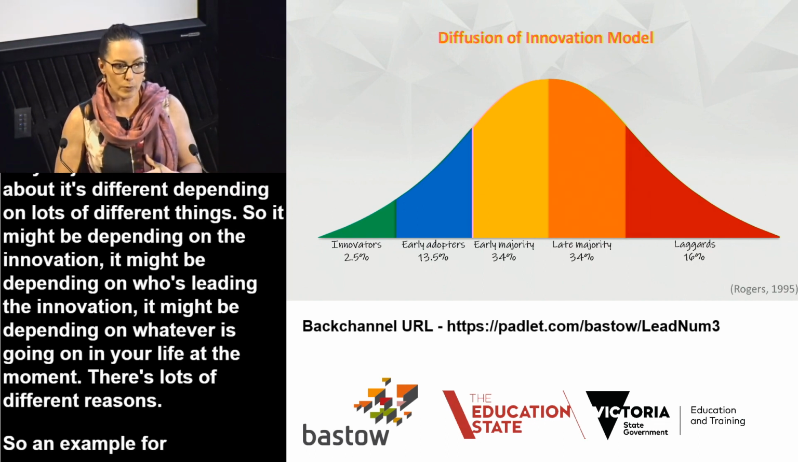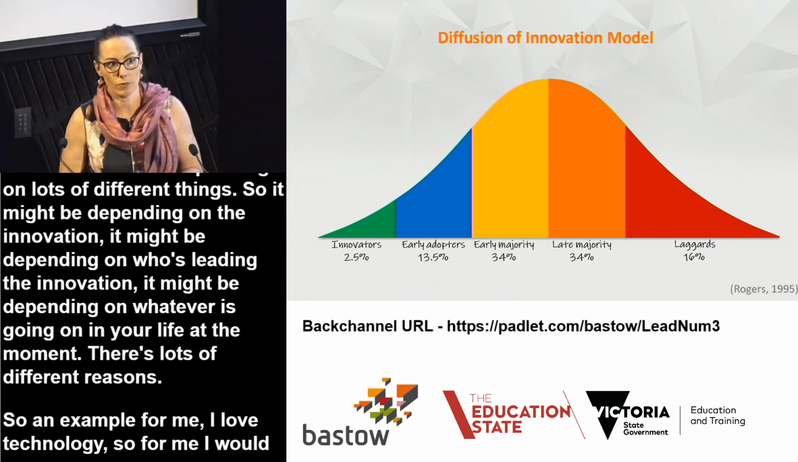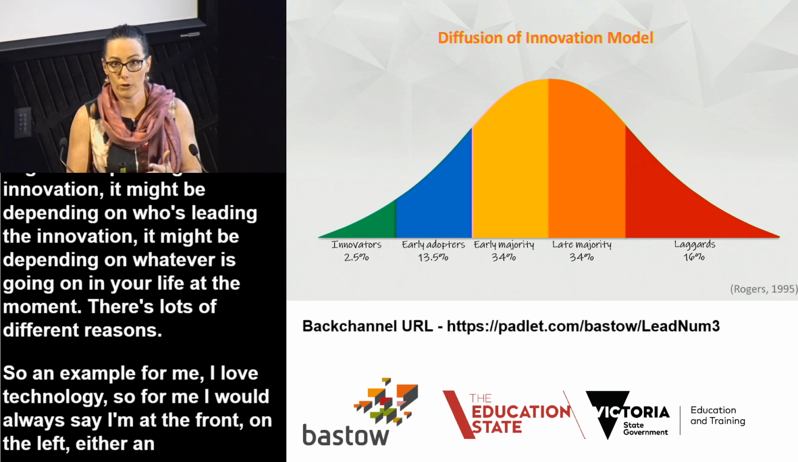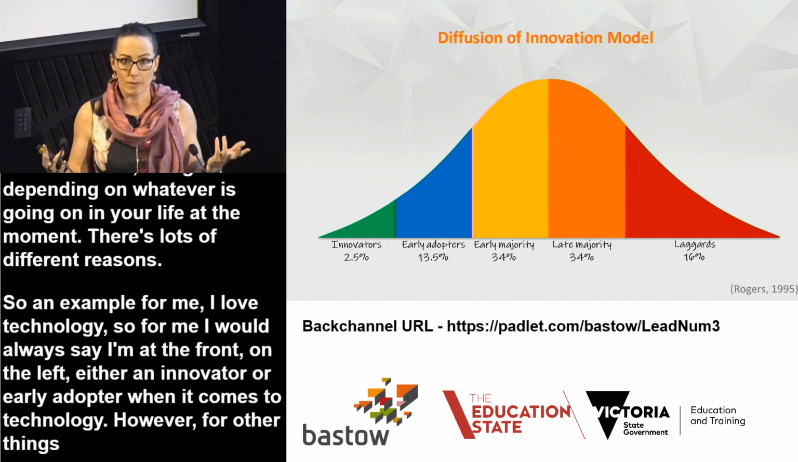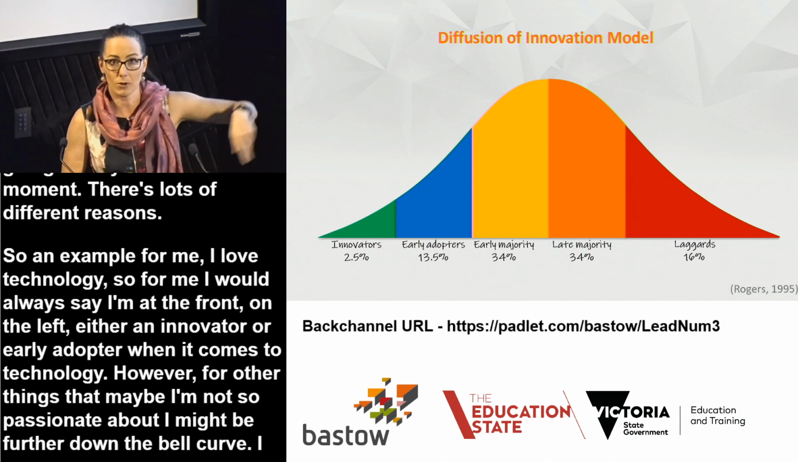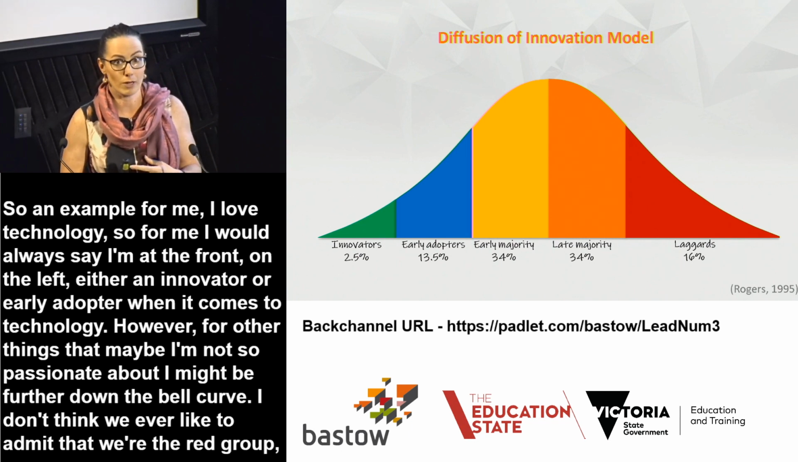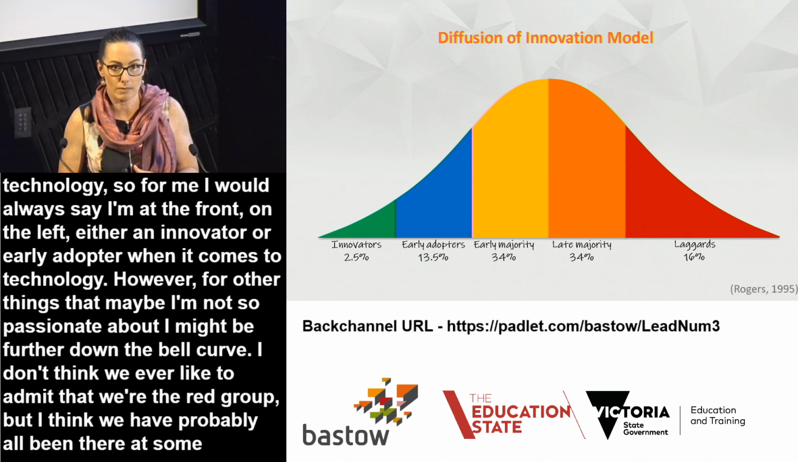An example is, for me, I love technology. So I would always say I'm at the front, I'm on the left. I was either an innovator or an early adopter when it comes to technology. However, for other things that I'm not so passionate about, I might be further down the bell curve. I don't think we ever like to admit that we're the red group, but I think we have probably all been there at some stage.